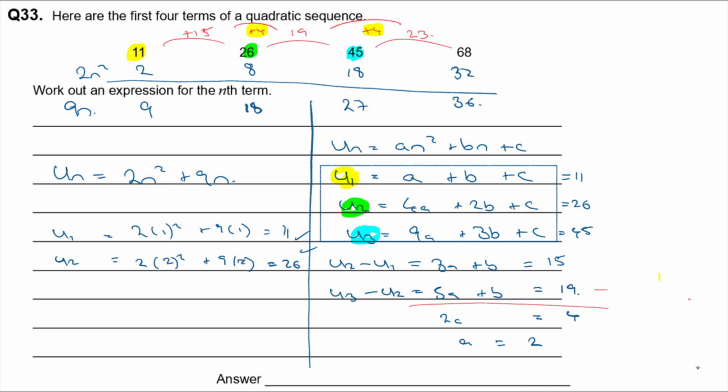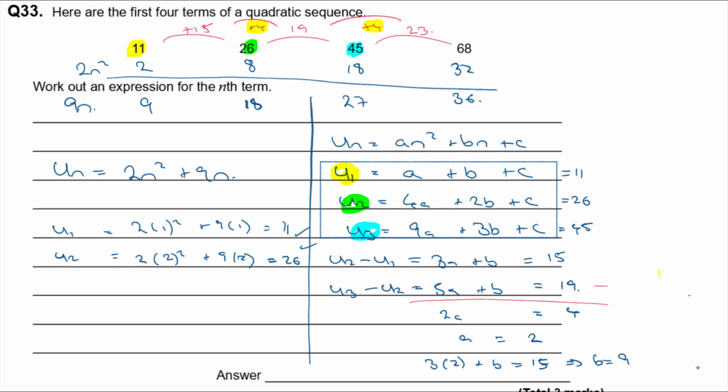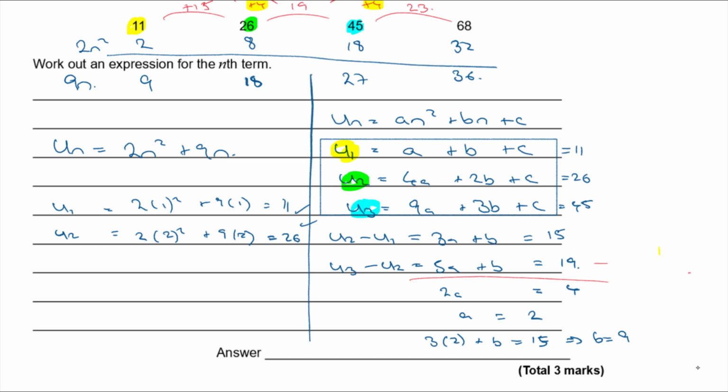Subbing that back into our other equation, 3a plus b is 15. That means that 3 lots of 2 plus b is 15. So that means b must be equal to 9. And then subbing 2 and 9 back into u1, I've got a plus b plus c is 11. So 2 plus 9 plus c is 11. Well, that means c is equal to 0.